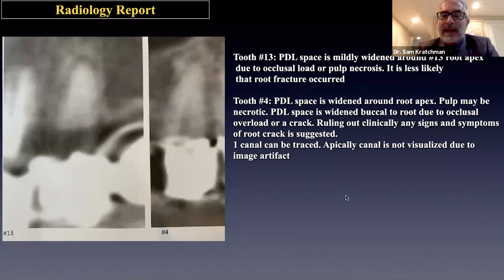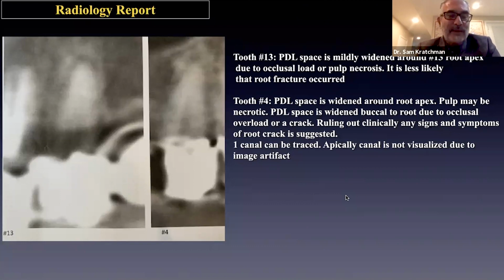Periodontal ligament space is widened around the apex. Pulp may be necrotic, or PDL space is widened buccal to the root due to occlusal overload or a crack. So first of all, as an endodontist, I'm trying to diagnose whether the tooth is vital or not. That's going to dictate whether I do a root canal. If there's a true periapical lesion, the tooth is necrotic, and it definitely needs a root canal. So first they say the PDL space is widened, it might be necrotic.